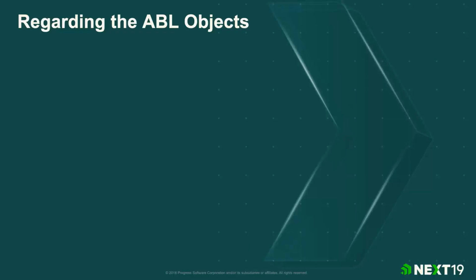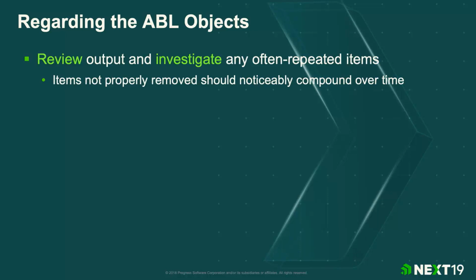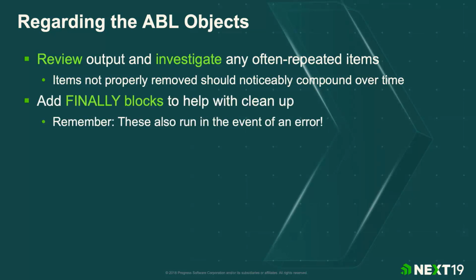All right, how do we put this to use? Well, the ABL objects, what you are looking for here is anything that's repeated basically more than once. If you see the same piece of code, same file, the same line number, but different handles, well, something's being repeated and not being cleaned up. So anything that repeats quite often, that's something that should cause concern. That's what's going to compound over time.